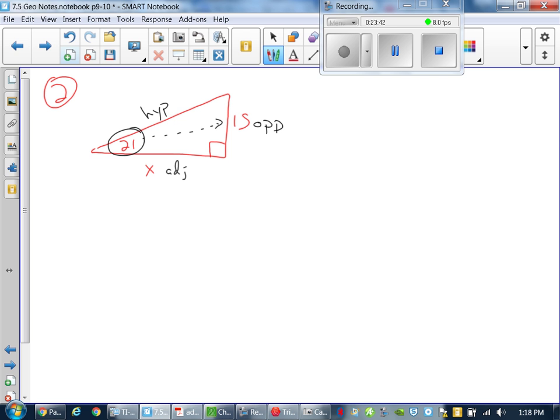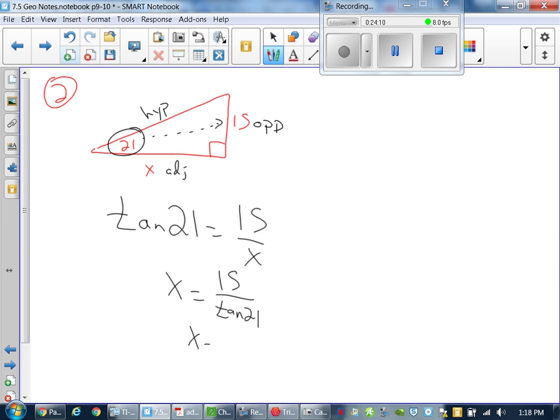So the first thing I want you to do is label your triangles, just like we've been doing. After that, what trig function am I going to use to solve for x, knowing an opposite and adjacent? Tangent. So then I would write that the tangent of 21 is 15 over x. Is that case 1 or case 2? Case 2. Which means I do an exchange-o, and then I round it to 2 decimal places. Okay? That's what I want done.